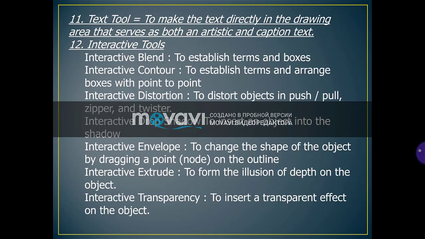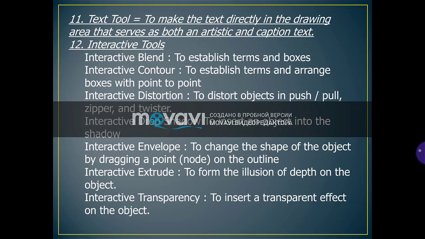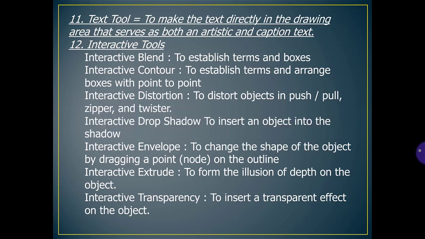11. Text tool. Equal to make the text directly in the drawing area that serves as both an artistic and caption text. 12. Interactive tools. Interactive blend. To establish terms and boxes. Interactive contour. To establish terms and arrange boxes with point to point.